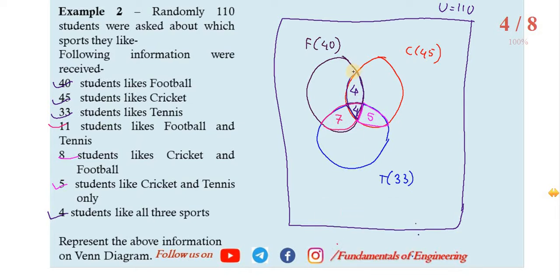Now we need to find out the students who like only football, only cricket and only tennis. So this area will belong to the students who like only football. So 40 minus 4 plus 4 plus 7. 7 plus 4 is 11, plus 4 is 15. So 40 minus 15, we are getting 25 students who like only football.